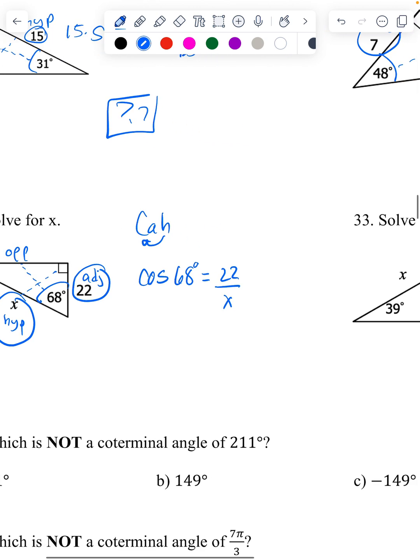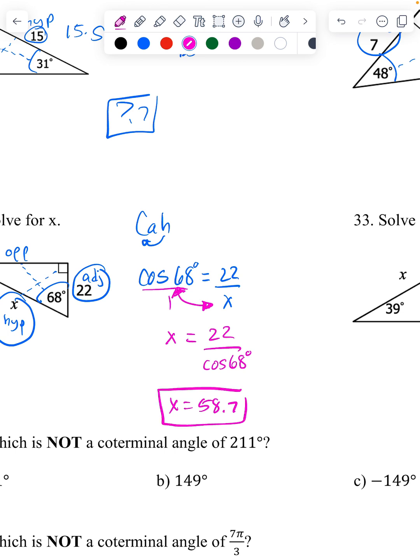So now this time the x is on the bottom. You can put it over 1 and do cross multiplying, or I kind of use a shortcut and I swap them out. I can put the x here, and then the cosine 68 will go to the bottom. So when the x is on the bottom, you can swap out the trig function and the x. And then on my calculator, I just do 22 divided by the cosine of 68, and I end up with a length of 58.7-ish.